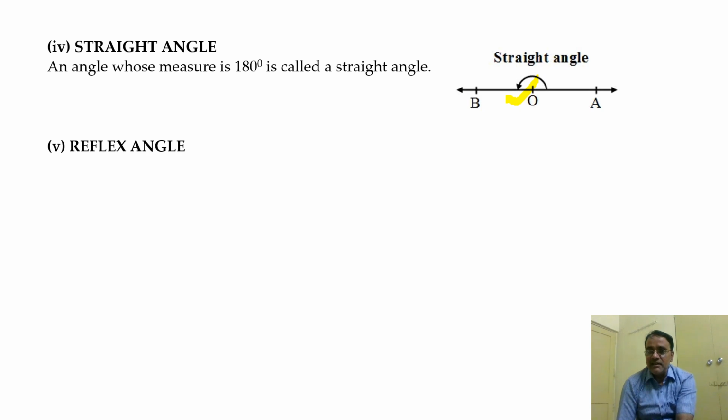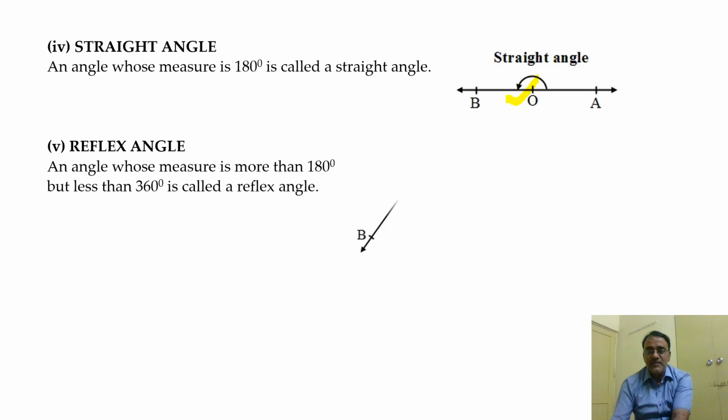Now the next type of angle is reflex angle. Reflex angle is an angle whose measure is more than 180 but less than 360. So see this example. This angle is more than 180 but less than 360 degree.